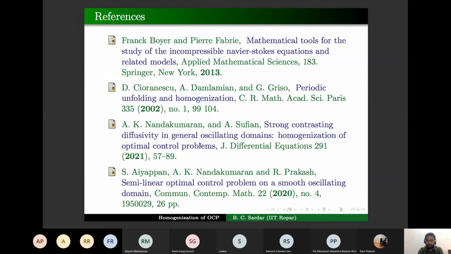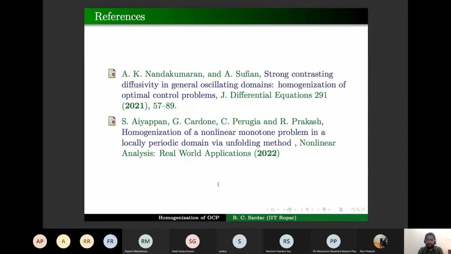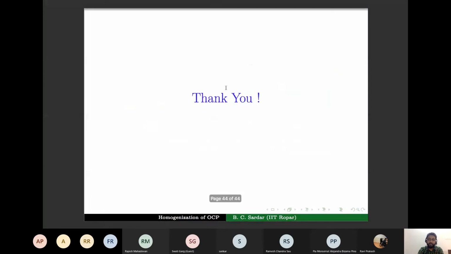This unfolding operator has also been used to study a semi-linear optimal control problem for a smooth circular type of domain recently, and there are a few more articles here. One article is probably repeated. The last article is the most recent, where the authors discuss the homogenization of a nonlinear monotone problem with a locally periodic domain via the unfolding operator. So with this, thank you all.